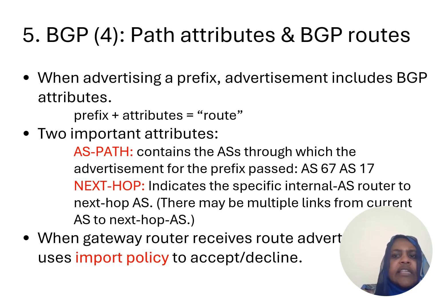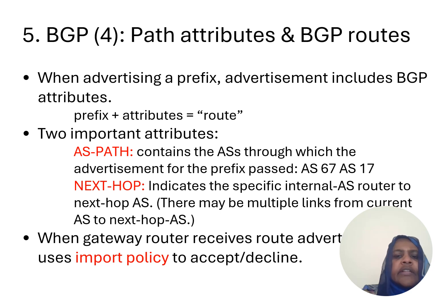When advertising a prefix, the advertisement includes BGP attributes. That's to say, a prefix plus attributes equals a route. There are two important attributes, AS path and next hop. AS path contains the ASs through which the advertisement of the prefix has passed, for example AS7, AS6, AS67, AS17, AS3, and next hop indicates the specific internal AS router that is the next hop to the next AS. There may be multiple links from the current AS to the next-hop AS.